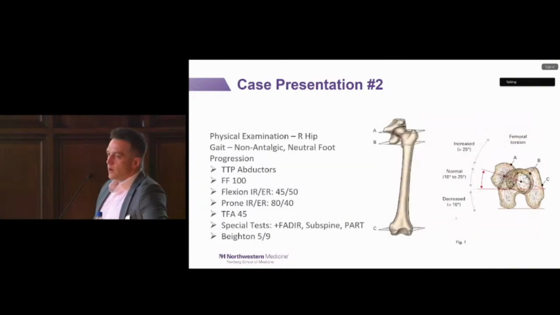Looking at her gait, she walked with a neutral foot progression angle and relatively high range of motion in the hip, so 45 degrees of internal rotation flexed and 80 degrees of internal rotation prone. Thigh-foot angle was slightly elevated at 45, so you're thinking about high anteversion of the femur here with compensated tibial torsion. She had pain with provocative maneuvers, FADIR, subspine, and instability testing, and her Beighton score was 5 out of 9.